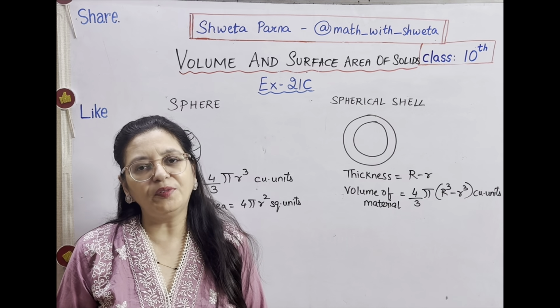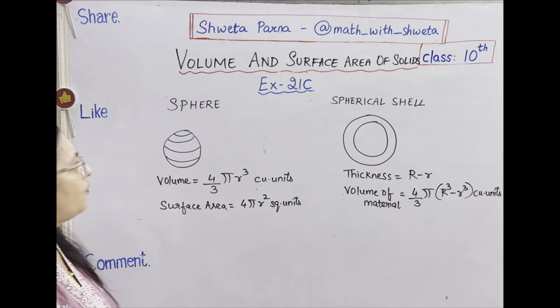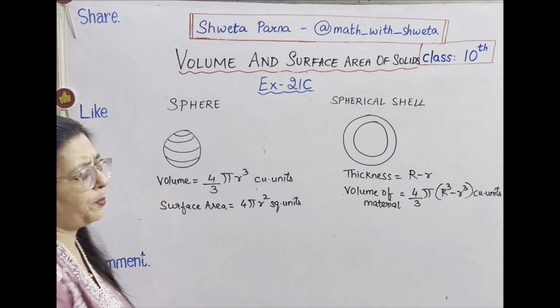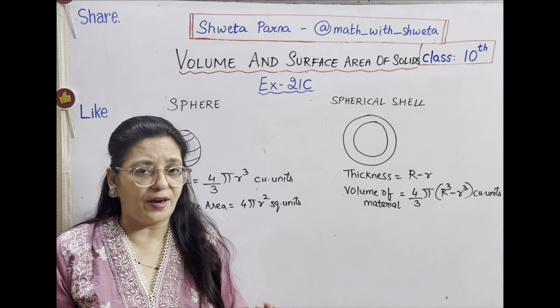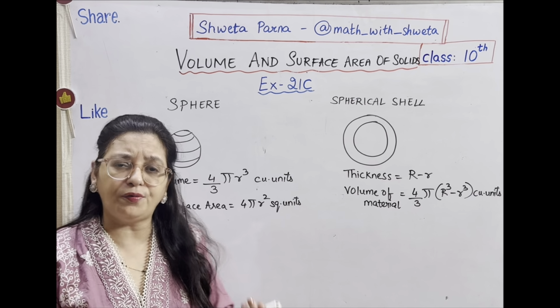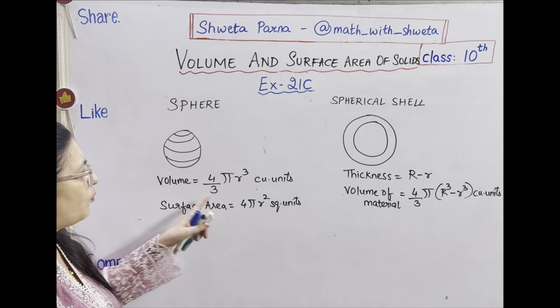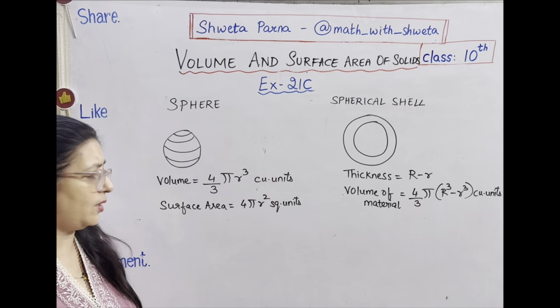Kids, before moving to exercise 21C, let's do a revision of a few formulas. First is the sphere. What is a sphere? You have seen a circle. Now a circle is a 2D shape, it is a flat surface, but when it is in the form of a 3D shape like a basketball or football, it becomes a sphere. So the volume of a sphere is 4 by 3 pi r cube cubic units.